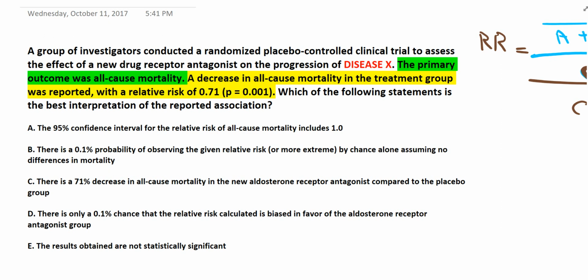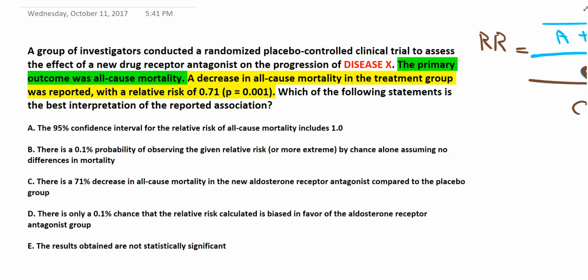Hi, today we're gonna talk about this question. I think this question has a few concepts in it, and there is one twist in that question I want to emphasize, and I highlighted two important parts in this clinical vignette.